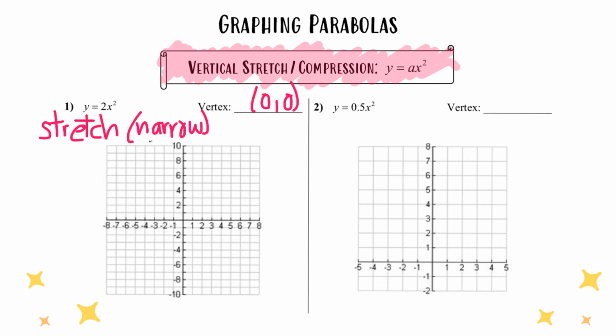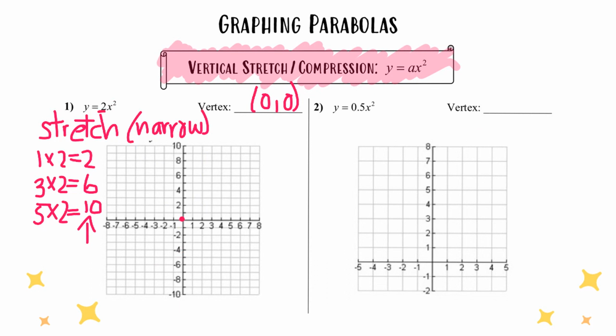Now, how exactly do we deal with a vertical stretch or compression? The trick is to start by looking at our original step pattern of 1, 3, and 5. All you do is take that step pattern and multiply it by whatever number is in front of the x squared. In this case, we have a 2, which means we multiply each of these by 2. Our new step pattern is 2, 6, and 10, and that's what you use to graph your parabola.